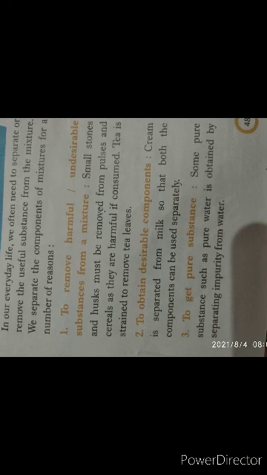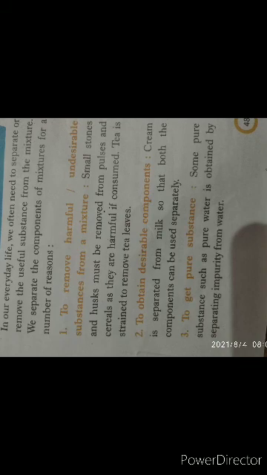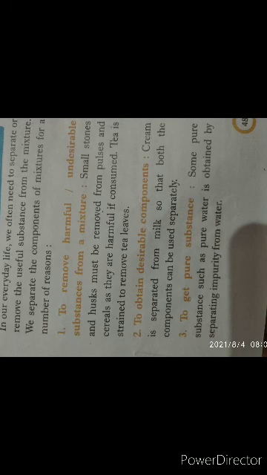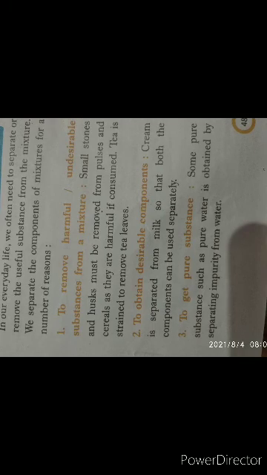Next, pure substances have a definite melting point, boiling point, and density. For example, the melting point of water is 0 degrees and the boiling point is 100 degrees Celsius. But a mixture has no definite physical properties such as boiling point, melting point, and density. It will be different. These are the differences between pure substances and mixtures.